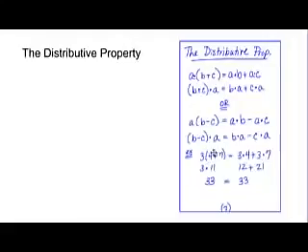If we do 3 times the quantity 4 plus 7, PEMDAS, or order of operations, says we have to do the 4 plus 7 first, which gets us 11. And 3 times 11 is 33.